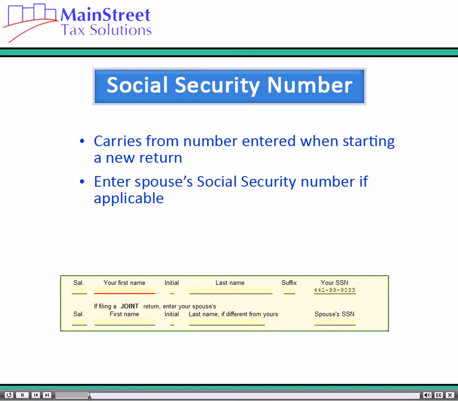The primary taxpayer's Social Security number carries automatically, based on the Social Security number entered when you start a return. If the return is filed jointly with the spouse, you will enter the spouse's Social Security number when you move to that field when entering information into the main information sheet.